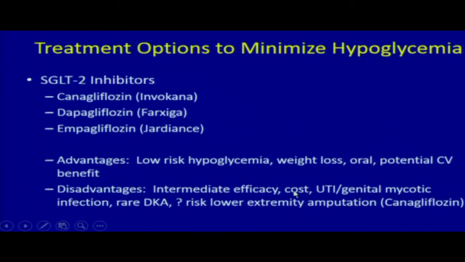They're expensive. Because you're spilling glucose in the urine, there's higher rates of bladder infections and yeast infections, particularly in women. They can be associated with rare cases of spontaneous diabetic ketoacidosis, even in type 2s. And there's some concern about potential increased risk of amputation with one particular agent that was seen in a big clinical outcomes trial.